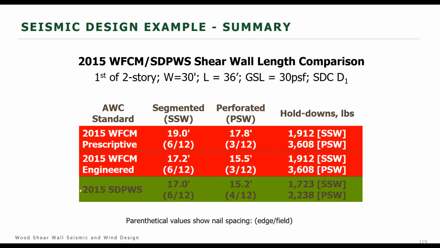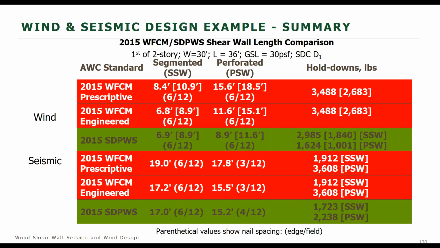Then the wind and seismic provisions should be very close to what we see in the engineered wood frame construction manual, which you can see here, very close. This one is exact, and the perforated is off a little bit. But we also have some efficiencies in our hold down because we're really fine tuning that design. And then as a side-by-side approach from the wind to the seismic, you're going to see a difference, obviously, because we have different demands on our structure.